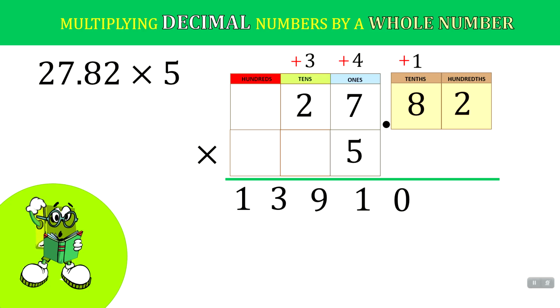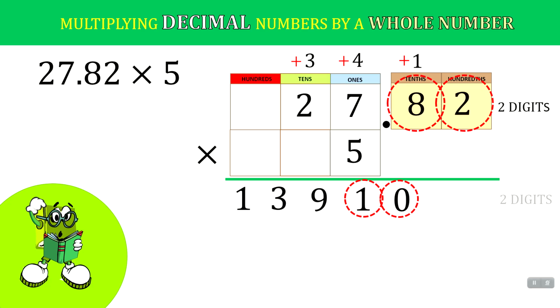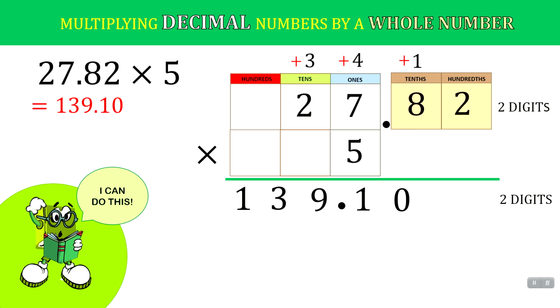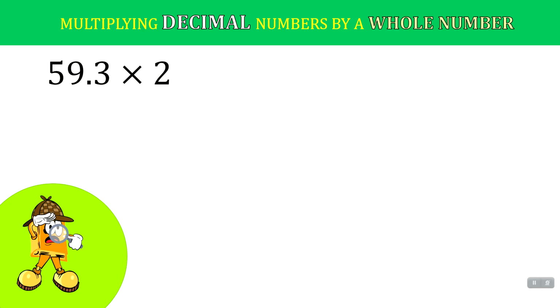Now we have to determine how many digits there were in the question and ensure that we have the same number of digits in the answer after the decimal point. We can see that the 8 and the 2 are after the decimal point in the question. That is 2 digits. And so in our answer, we need 2 digits before we put the decimal point, making our answer 139.10. Let's look at another question.